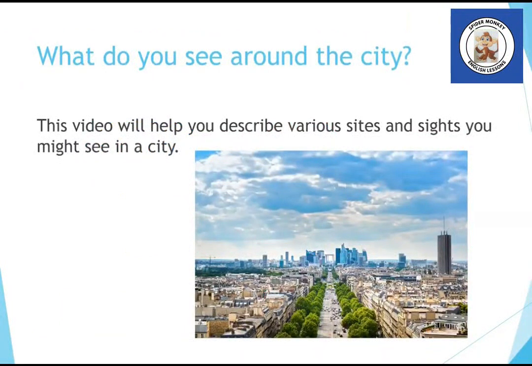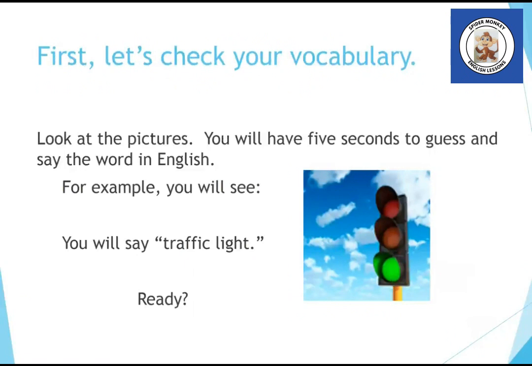What do you see around the city? This video will help you describe various sights you might see in a city. First, let's check your vocabulary. Look at the pictures. You will have 5 seconds to guess and say the word in English. For example, you will say traffic light.